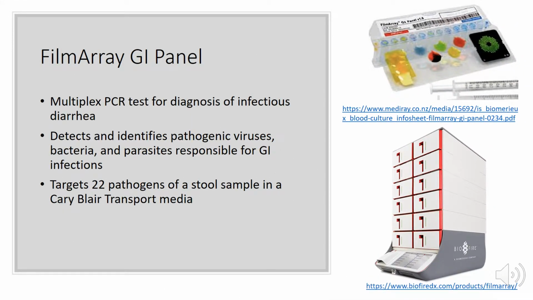The FilmArray GI panel is a multiplex PCR test for diagnosis of infectious diarrhea. This panel tests for 22 of the most frequently associated pathogens related to gastroenteritis. The specimen of choice is a stool sample collected in a Cary-Blair transport media. The GI pouch, located on the upper right, contains all of the reagents needed to test a sample on the FilmArray Torch, which is located on the bottom right.